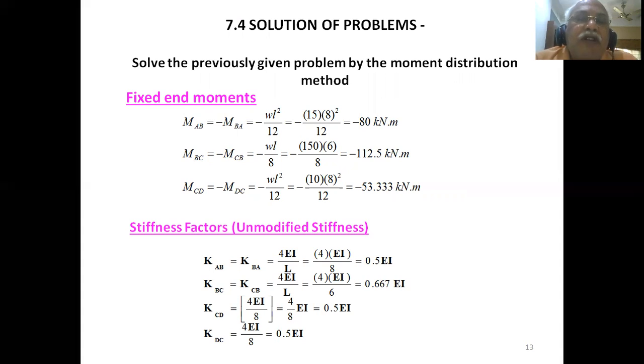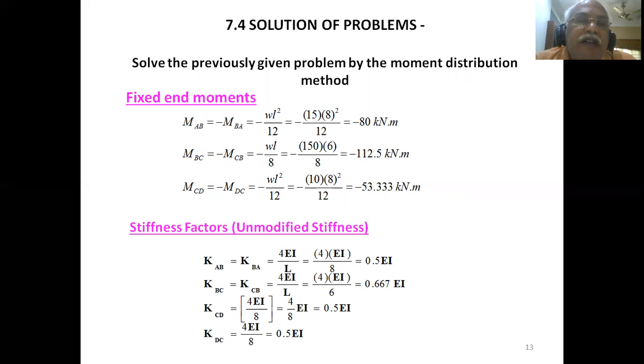Substituting all these values into the fixed end moment equations, we are getting the values of fixed end moment. For AB it is minus 80 kilonewton meter. For BA it is plus 18 kilonewton meter. For BC it is minus 112.5 kilonewton. For CB it will become plus 112.5 kilonewton, and CD it is minus 53.33 kilonewton. For DC it will be plus 53.33 kilonewton. Okay, this we have calculated.